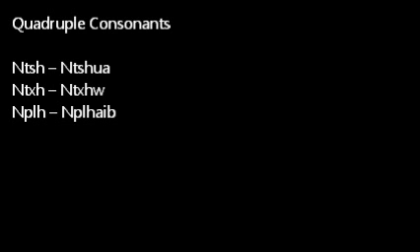The next one is NTXH. Tu is the word for elephant. U, W is u. The next one, NPL. Plis the word for rain.